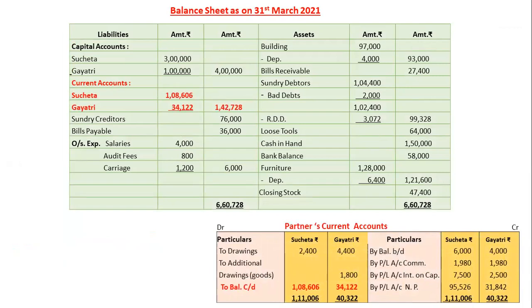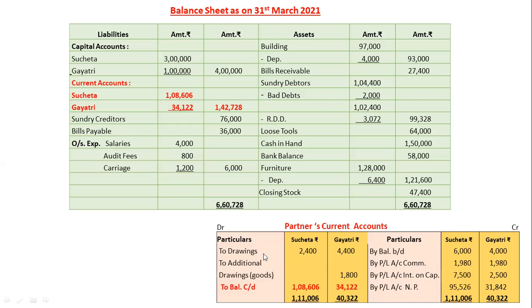Look at the balance sheet as on 31st March 2021. See the partners' current account because it is fixed capital method. Example, capital current account balances by balance brought down, by profit and loss account, that is of commission, by profit and loss account, that is of interest on capital, by profit and loss account, that is of net profit, which we have highlighted in profit and loss account, which shall be distributed in their profit sharing ratio.